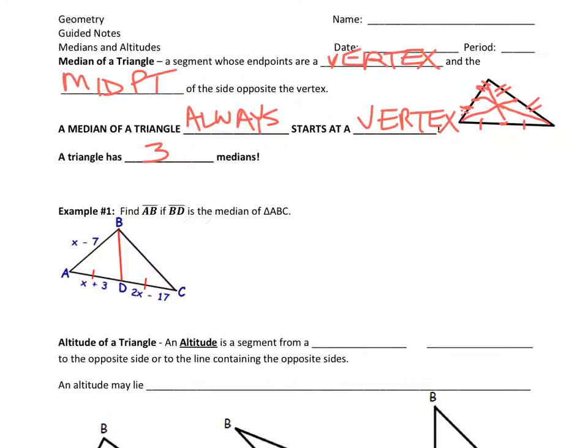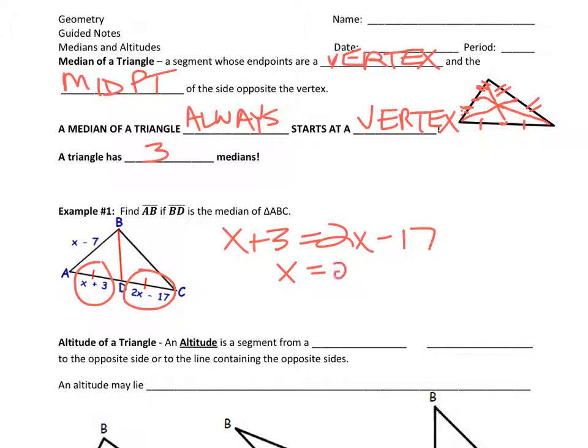So right now I need to start with the fact that I know that these two segments are congruent. So setting those equal to each other, I get that x equals 20 once I solve that. And it wants me to know AB, so if AB is x minus 7, then that's 20 minus 7, so that's 13.